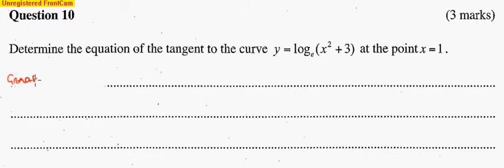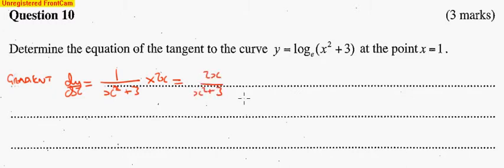The gradient we find by differentiating our equation. So the gradient is dy by dx, and that equals, to differentiate a log to base e, you get 1 over whatever it's dealing with, so it's 1 over all of that that's in the brackets, squared plus 3, all multiplied by the derivative of whatever is in the brackets, which in this case will be 2x. So I'll just write that a bit neater. That will be 2x over x squared plus 3.